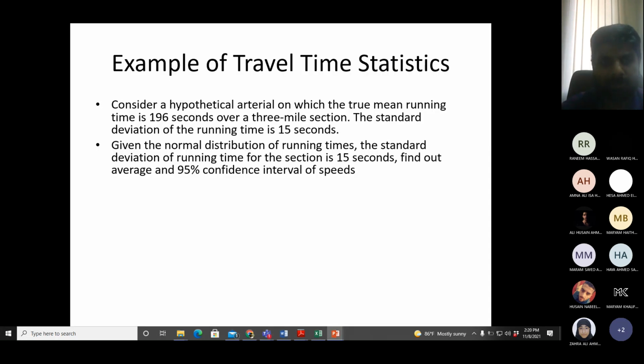How do I calculate the average speed? The answer is in the first 2 sentences. How do I calculate the average speed? Anyone? People are sleeping. Raneem, Hussain. Average speed should be very easy.